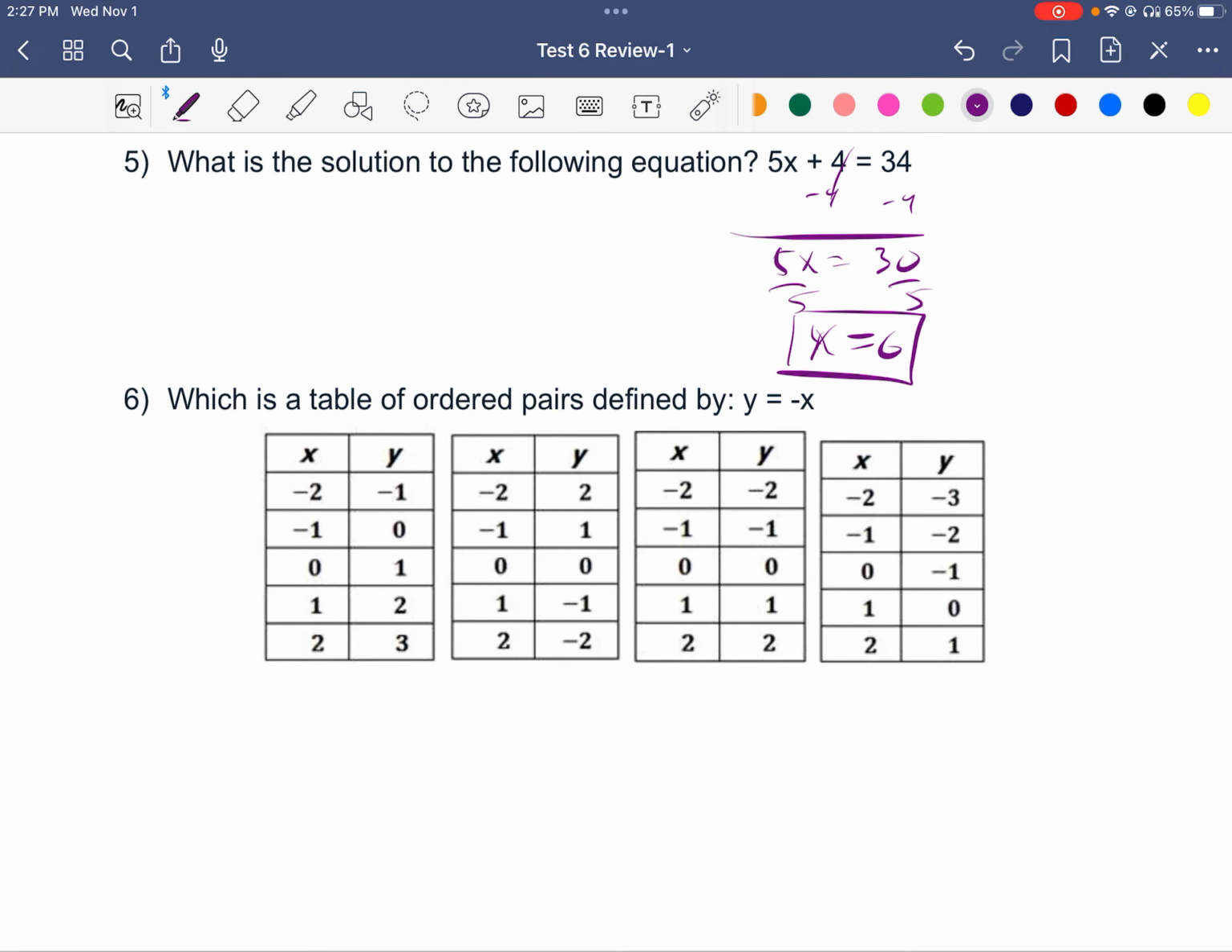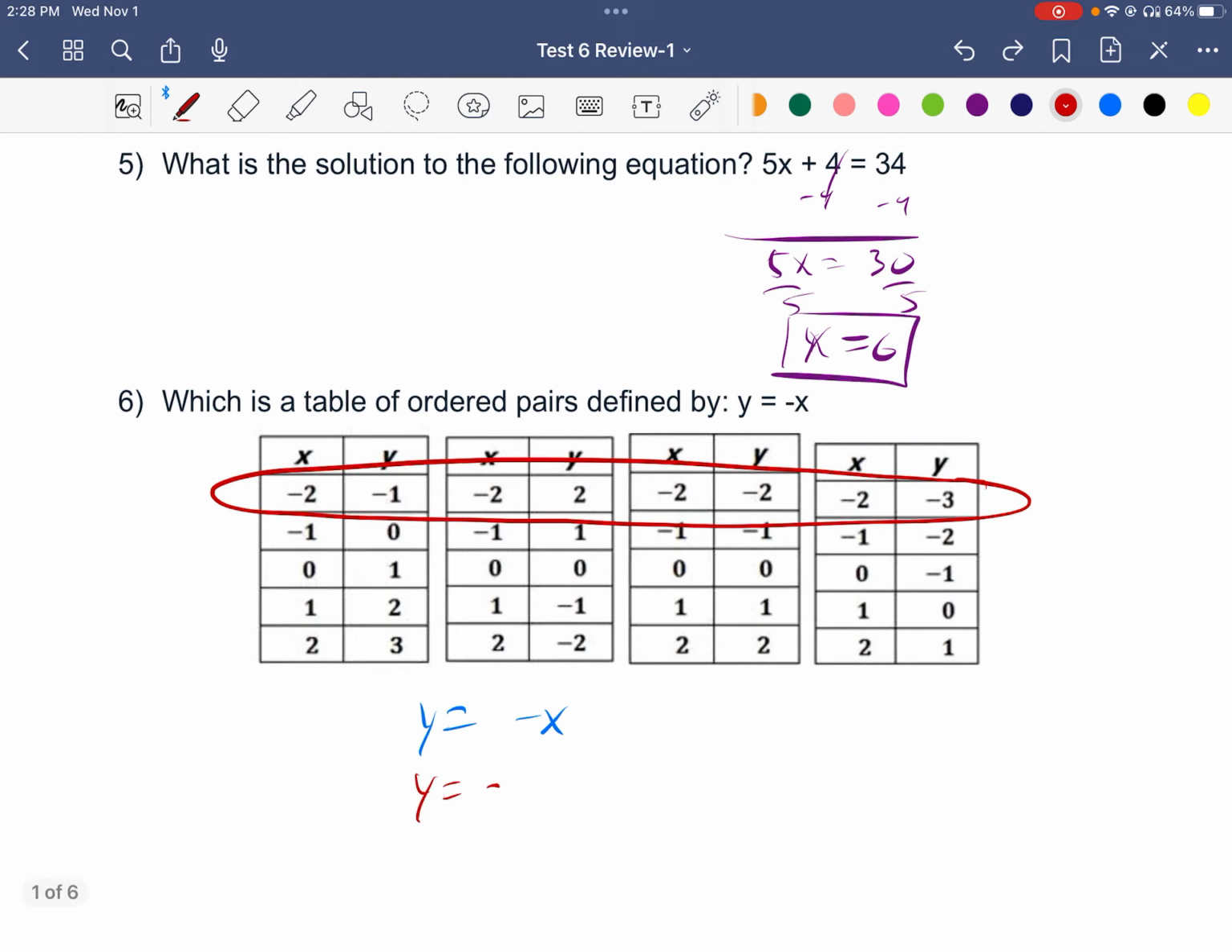Which is a table of ordered pairs defined by y equals -x? All that simply means is my y value is just the opposite of x. One way to think about it is if you plug in, you can see all these tables, the first input is a -2 for the x. If I input a -2 for x, I can see that my y value is +2. So this table right here is the only one that would line up. You could also type y equals -x into Desmos, pull up the table, and look at it that way, but I thought that was easy enough to just look at.